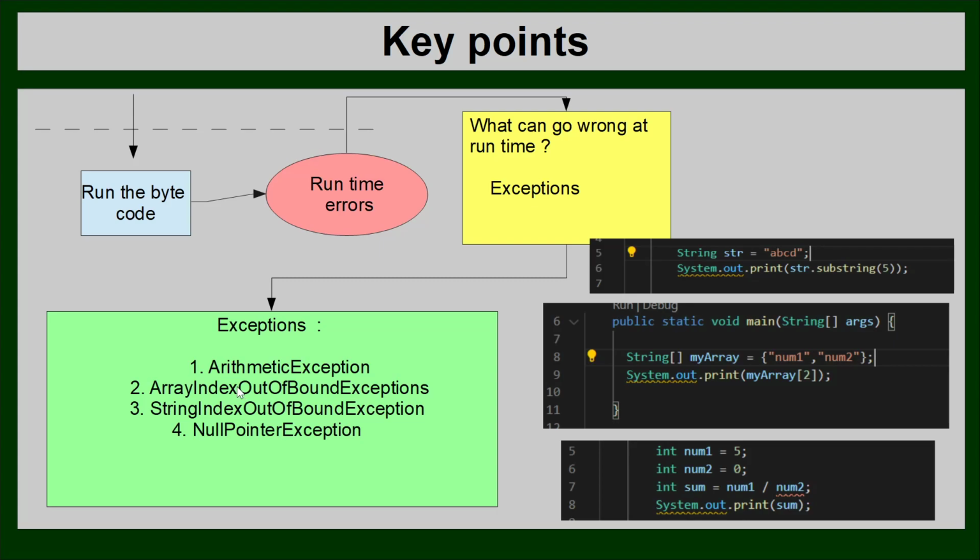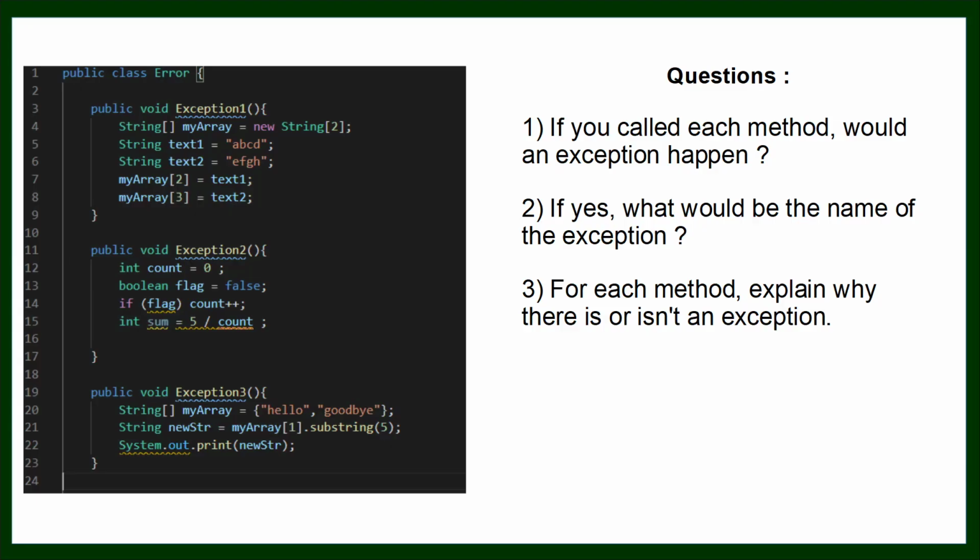So now what I'm going to do is throw some code at you and see if you have a good idea of what these exceptions are and how they work. Here's some code that I've created. It has 3 methods. I want you to tell me, if I call each method, would an exception happen? If it does happen, what would be the name of the exception? And then explain why that exception happens or doesn't happen.